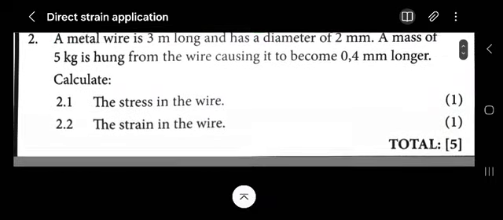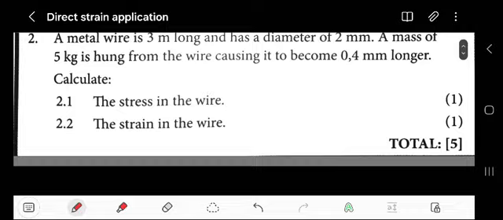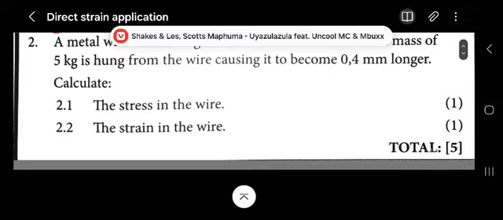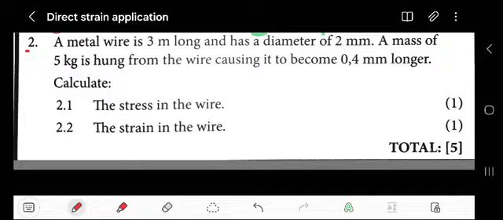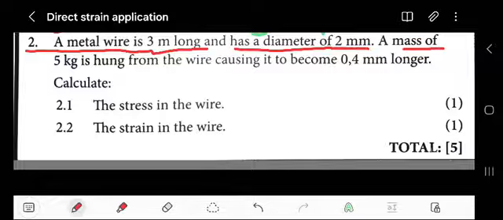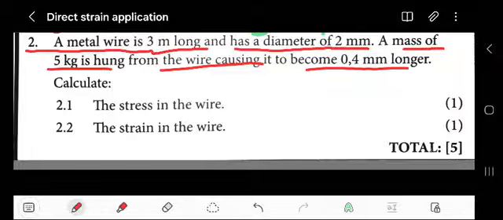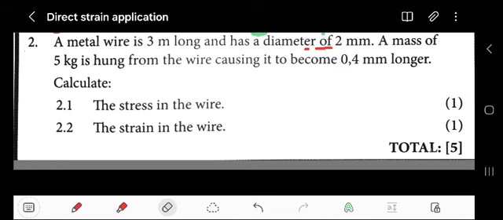So 2, we have a metal wire that is 3 meters long, which is the original length, has a diameter of 2 millimeters, and a mass of 5 kg hanging from the wire, causing it to become longer. If it becomes longer, that means it has changed. So 2.1 asks for the shear stress in the wire.